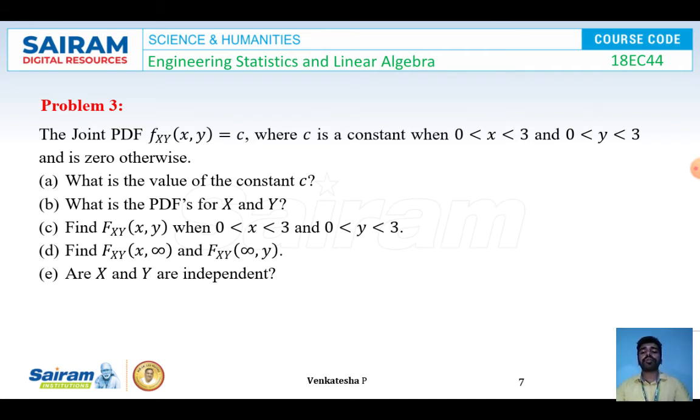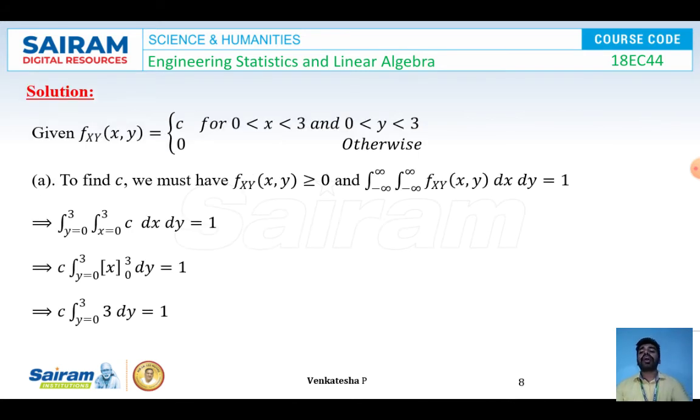So same thing here also. To find the constant c, I am going to make use of two conditions. The first condition is fxy of x comma y is greater than or equal to 0, and the second condition is the double integral over minus infinity to plus infinity fxy of x comma y is equal to 1. So with these two conditions, I am going to find the constant c.